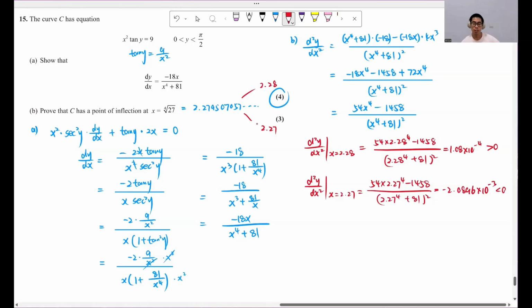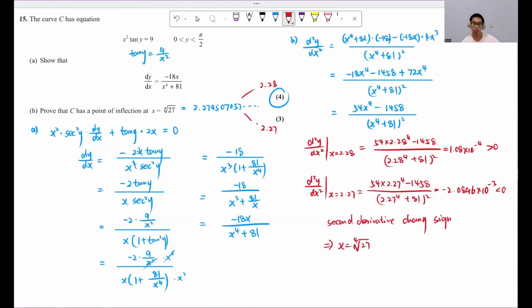So since the second derivative changes sign, therefore x equal to the fourth root of 27 is a point of inflection.